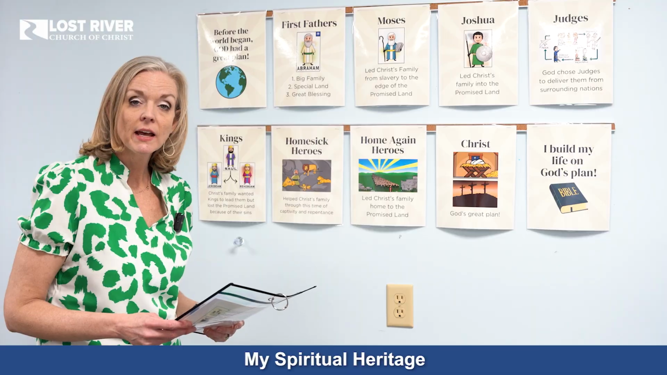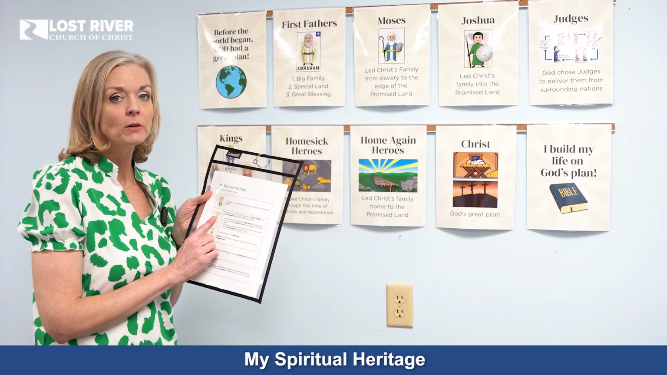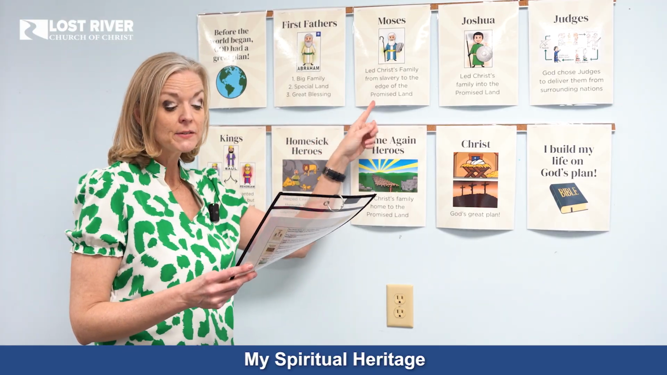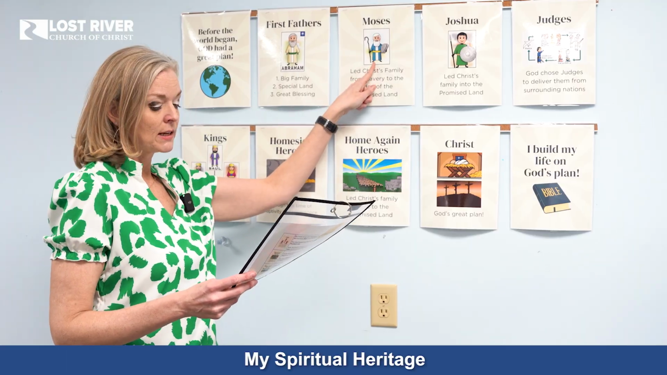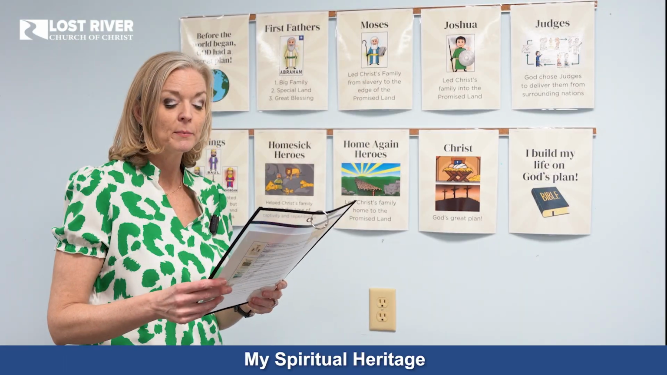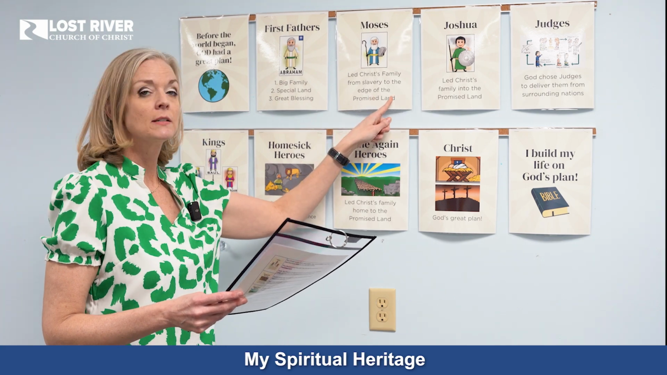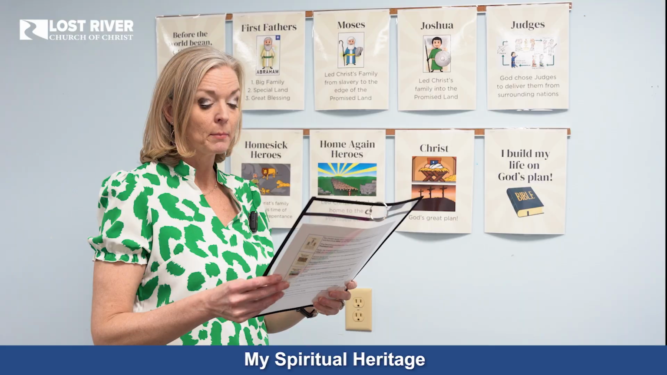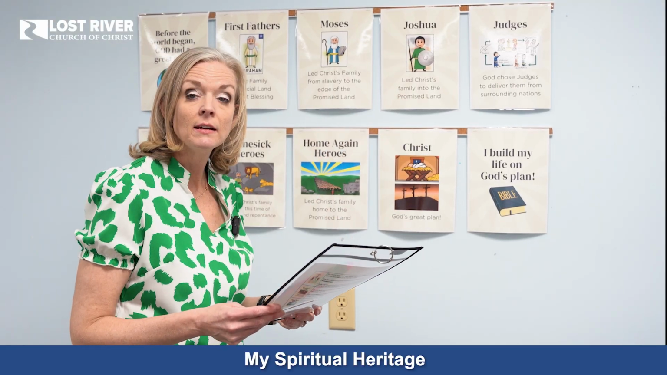And all those words I had the children say with me are up on the card, but they're also bolded on your script for you as well. Christ's family grew into a big family. Moses led Christ's family from slavery in Egypt to the edge of the Promised Land. Joshua then led Christ's family into the Promised Land, and they began to conquer it.